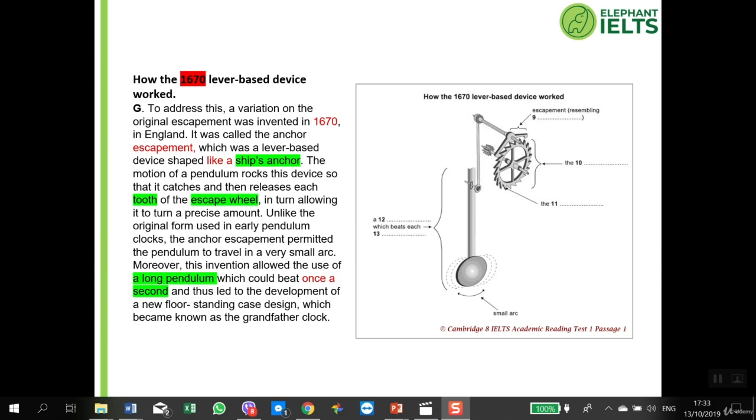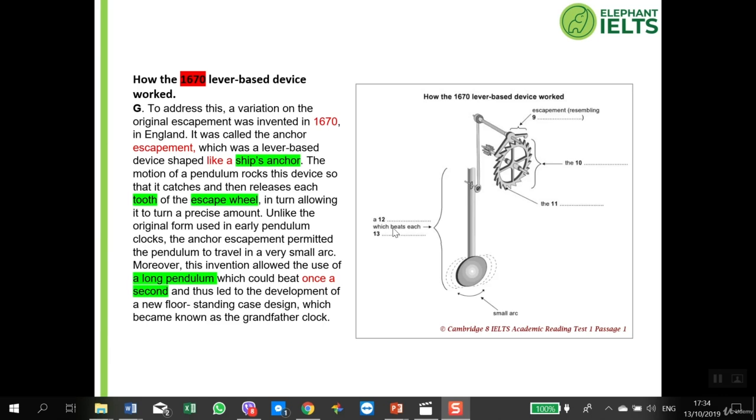Number 11, look at number 11. It's pointing to one of the teeth on the wheel. So I look in the paragraph and indeed I can see it is called a tooth. So number 11 is the tooth.